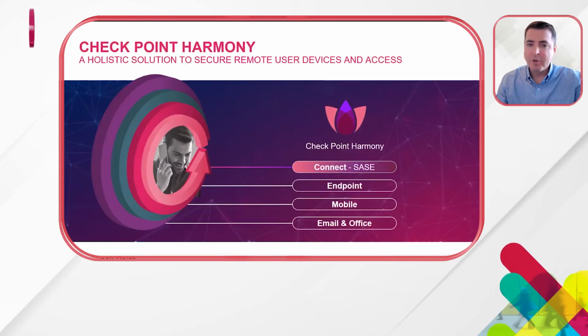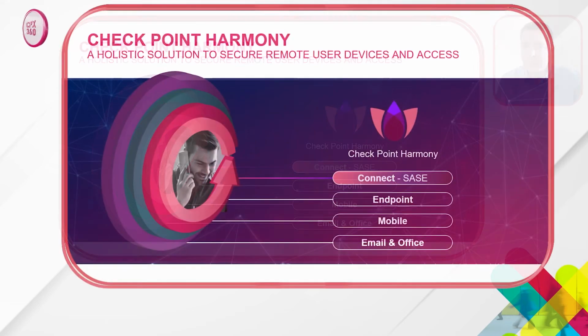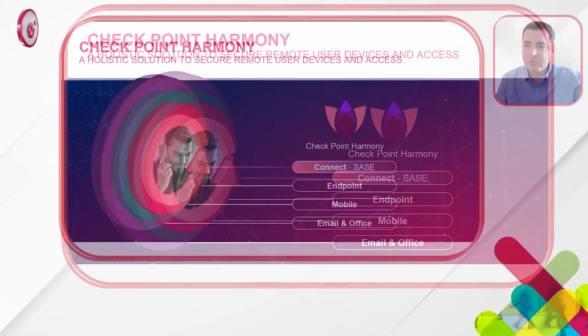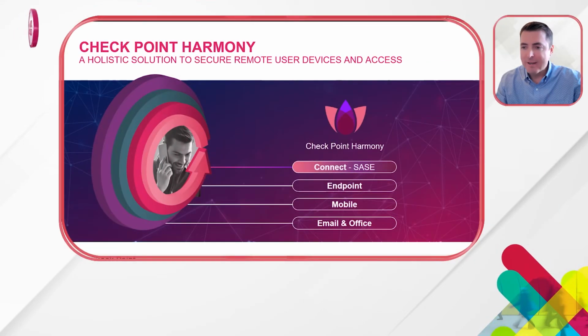Now, Checkpoint Harmony is a holistic solution to secure remote user devices and access. The solution we're going to talk about today is Harmony Connect, which is our SASE suite, but the full Harmony suite includes SASE, endpoint security, mobile security, and email and productivity security solutions. All of these solutions can be purchased neatly packaged and can also be deployed and managed via the Checkpoint Infinity portal.